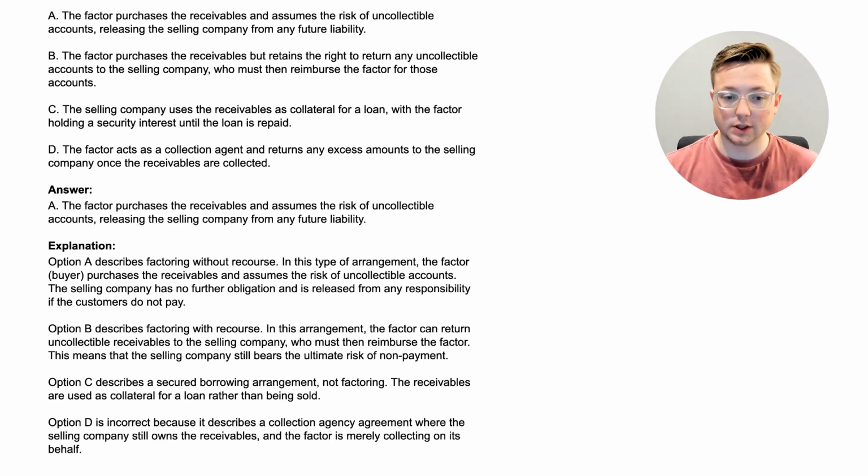So let's walk through this. The reason option A is correct, it describes factoring without recourse. So that's obviously why it's correct, but let's learn what that means. In this type of arrangement, the factor or buyer of the receivables, so the factor is the person buying the receivables from the seller, they purchase the receivables and assume the risk of uncollectible accounts. The selling company has no further obligation and is released from any responsibility if the customers do not pay.